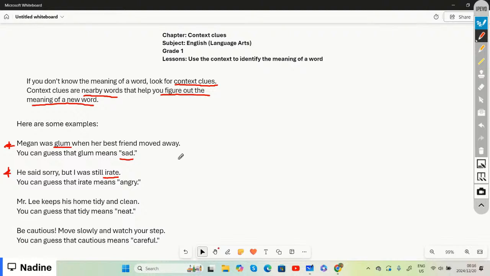And it says he said sorry, but I was still irate, which means that the word irate can mean that I was still angry. So even though the person says sorry, it gives us the indication that this specific person was really hurt. They were angry.